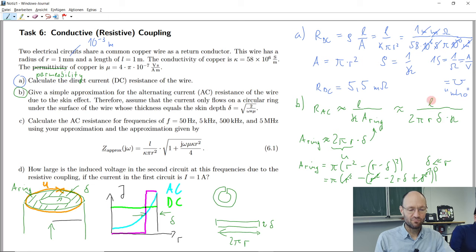Of course, AC resistance still gets larger if we have a longer wire. It gets smaller if we have a wire with larger radius. It gets smaller if we have a larger skin depth, and larger skin depth means we go to lower frequencies. And it gets smaller if we have a wire with a higher conductivity, which also perfectly makes sense. Okay, so we have a solution for task B. We have some approximation formula. Of course, we cannot calculate a value now, but we have a formula that gives us an approximation for the AC resistance of this wire.